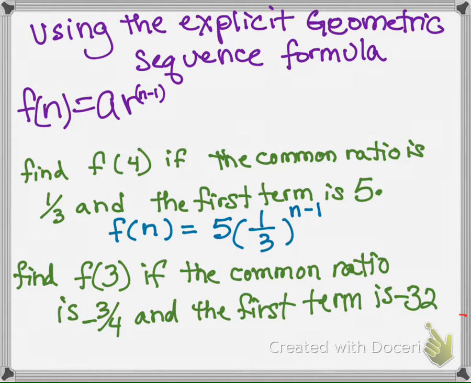So f of 4 equals 5 times 1/3 to the power of 4 minus 1, which is 3. So that's going to be 1/27. So my answer here is going to be 5 over 27.